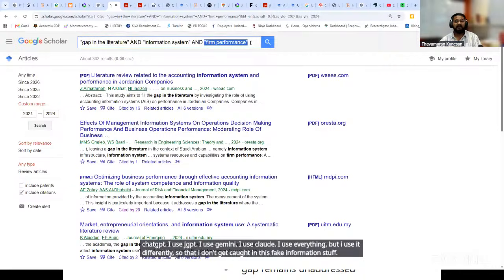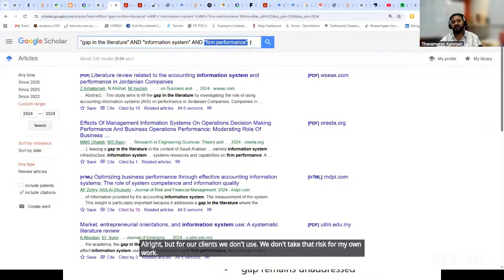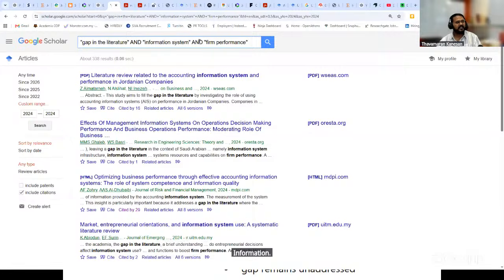But for our clients, we don't use it. We don't take the risk. For my own work, for my own analysis, I use it. So I pick it up from there. I put the phrase here, I use the Boolean operator, then I put my own topic. This is the topic that I'm interested in: information system, firm performance, another AND function.